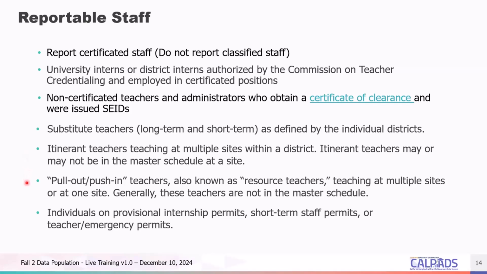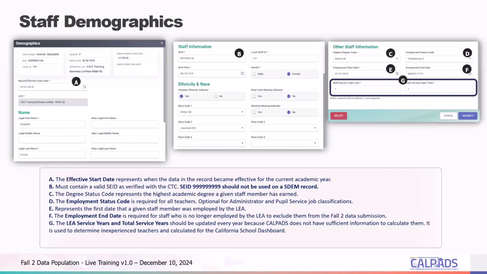multiple school sites or at one site. In general, these teachers are not on the master schedule. And then finally, you should report individuals on provisional internship permits, short-term staff permits, or teacher emergency permits. All right, this slide shows a screenshot of the SDEM record with key fields given an alphanumeric value.